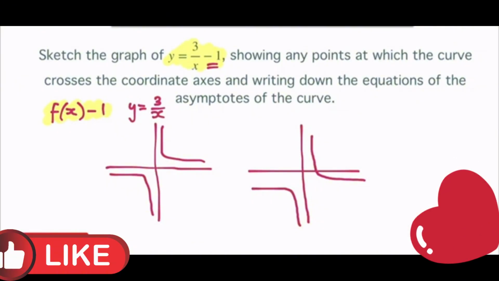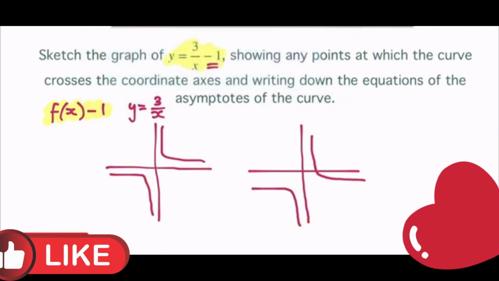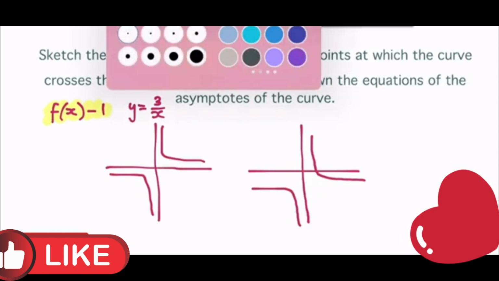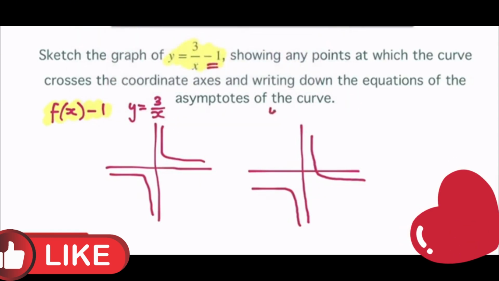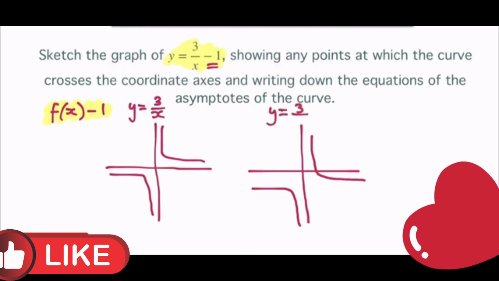Now thinking about those asymptotes, obviously on the first one here that I've drawn, y equals 3 over x, and let's just label that other one there. So this one here is our y equals 3 over x, but with minus 1 at the end.